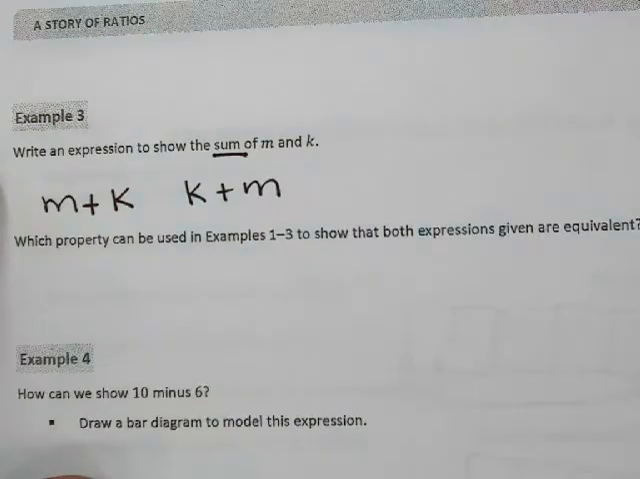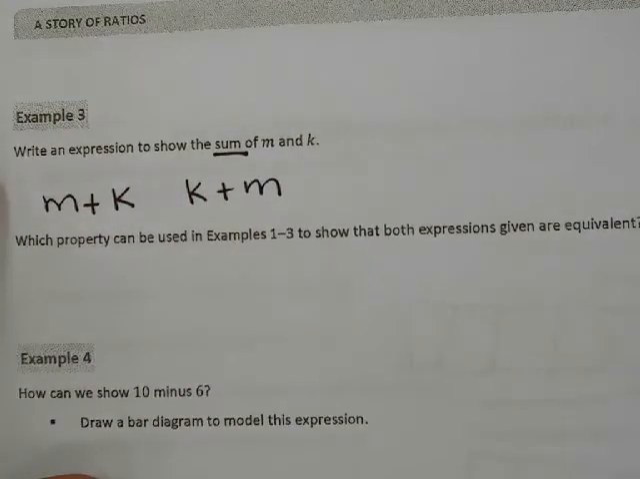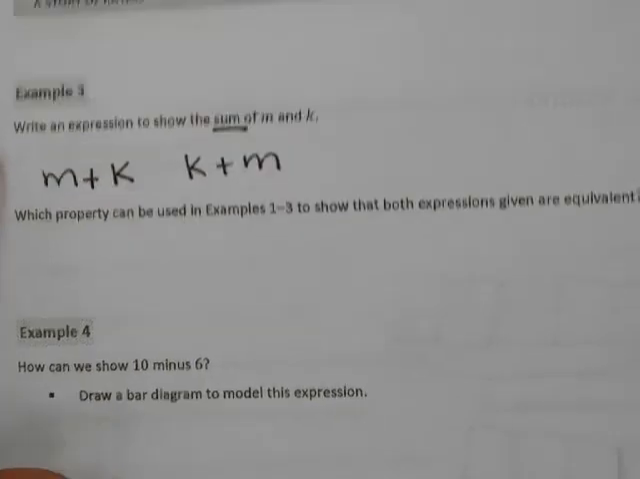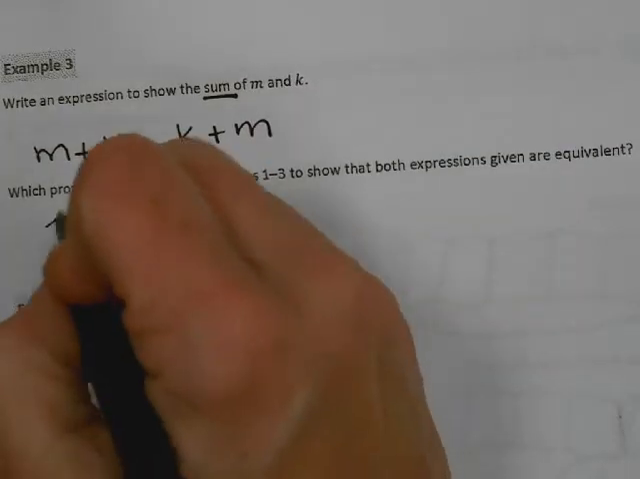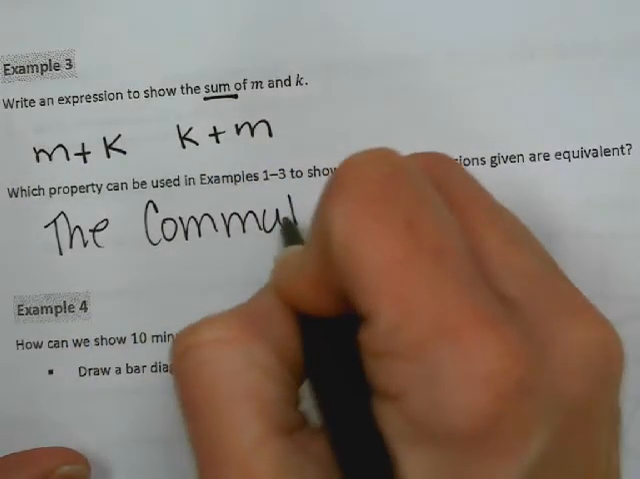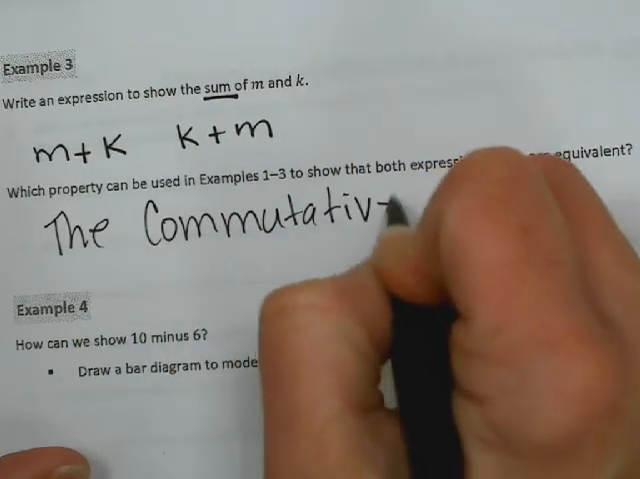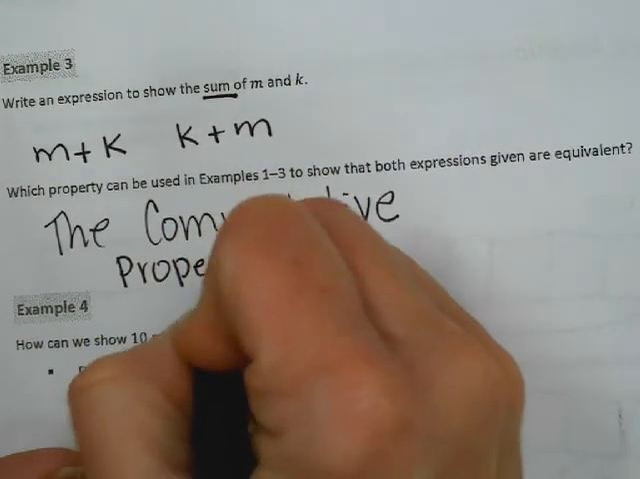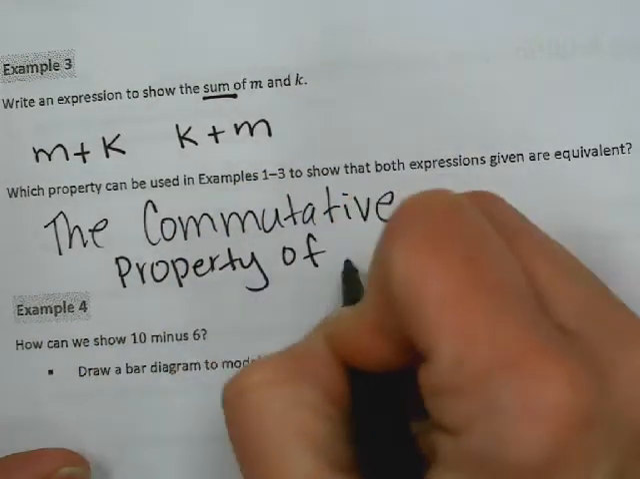Which property can be used in examples 1 through 3 to show that both expressions given are equivalent? And we talked about that when we did example 1, and that would be the commutative property of addition. Commutative property of addition says that it doesn't matter what order you add in, you're still going to come up with the same answer or the same sum.